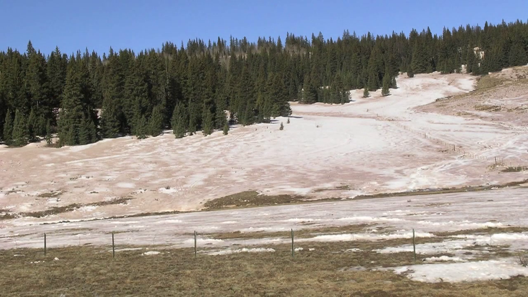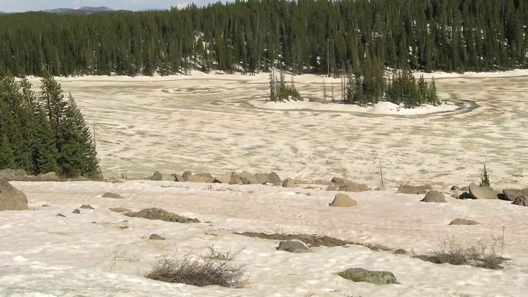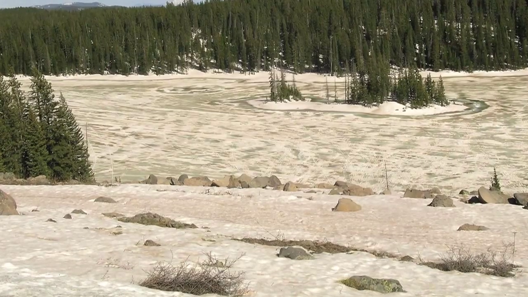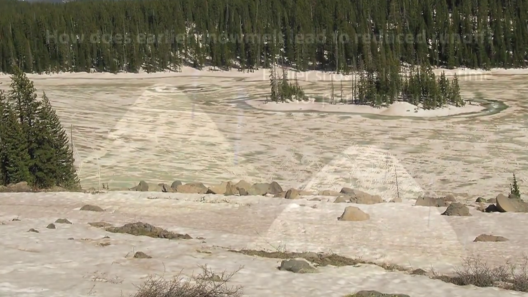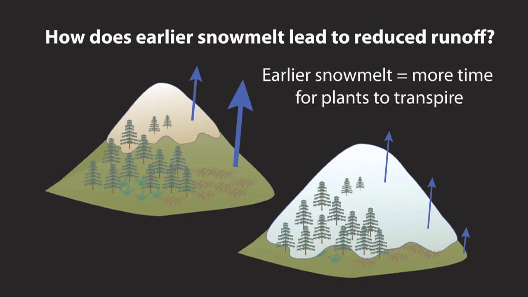Our model results indicate that snowmelt has advanced on the order of 3 weeks. We see a 3-week shift in the peak of the snowmelt hydrograph. And because of that shift, we see on average a 5% reduction in river flow as measured at Lee's Ferry.